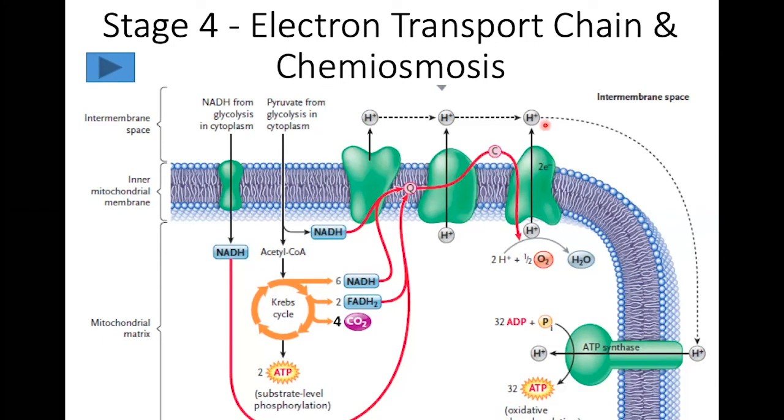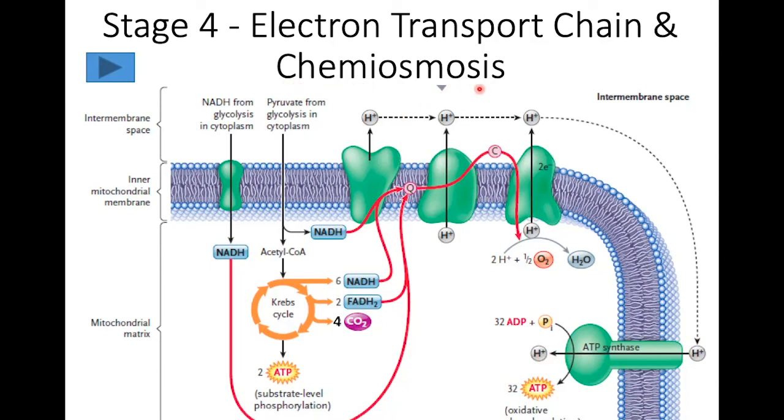So now that we've created this concentration gradient with the protons building up within the intermembrane space, remember they're always going to want to find equilibrium. So if you let them, they're going to want to pass back into the mitochondrial matrix to be able to balance out the concentration between the two compartments. Well, we actually have these specific membrane proteins that are known as ATP synthase proteins. And they're there to allow for a way for the protons to be able to pass back into the mitochondrial matrix.